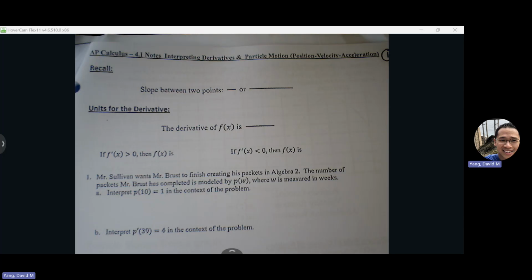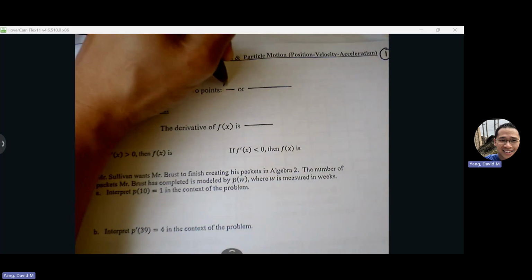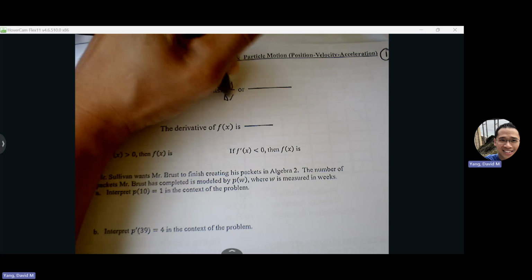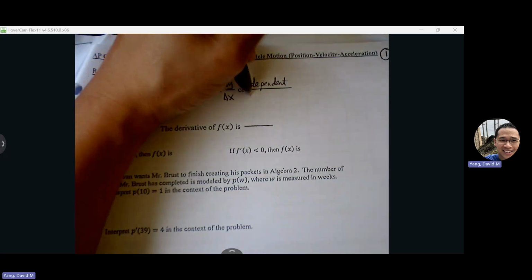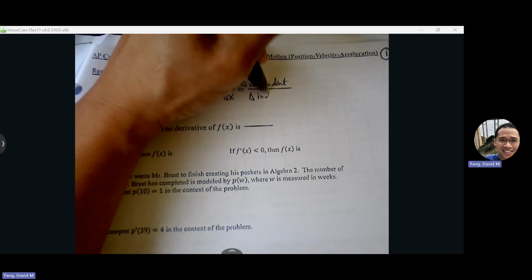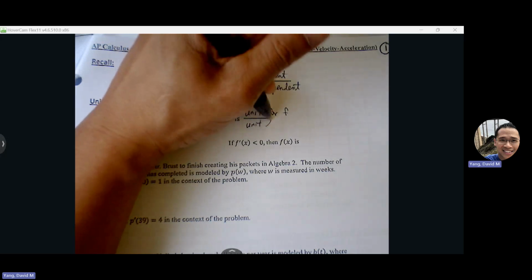So slope between 2 points, we know this is just simply change in y over change in x. You're changing your dependent variable. So delta just means change, and then change divided by change of your independent variable. So your derivative of f is going to be your unit for f, which is usually y, divided by the unit for x.